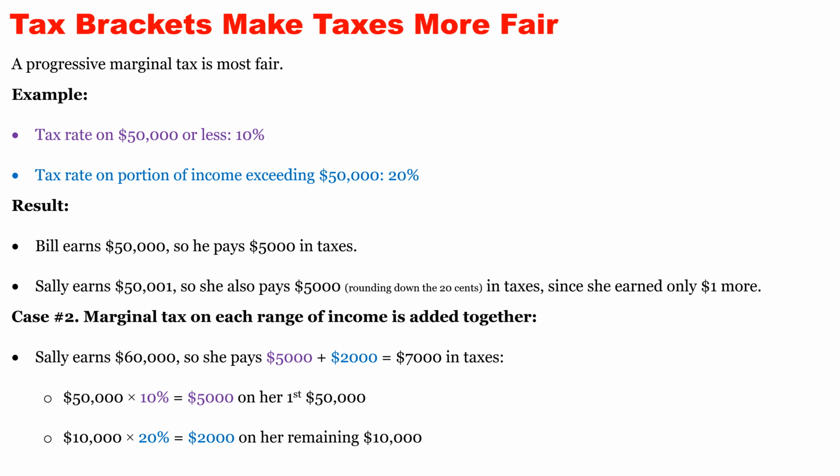So if Sally earns $60,000 and the tax rate on the first $50,000 is 10%, and the tax rate on income exceeding that amount is 20%, then Sally only has to pay 10% of $50,000 plus 20% of $10,000 for a total tax of $7,000.